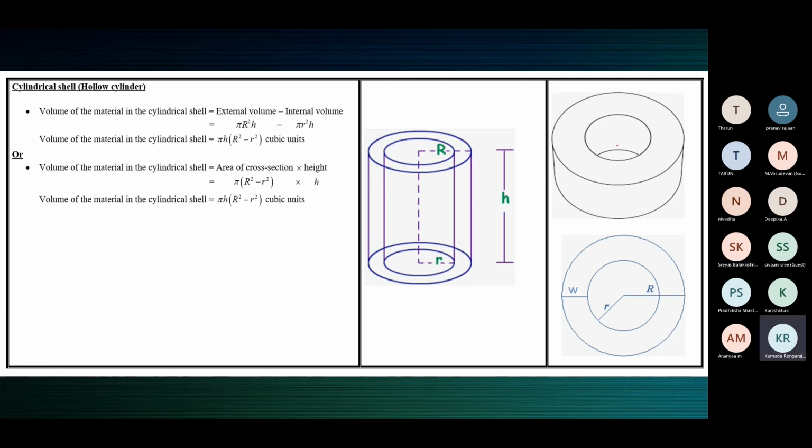Or to the inner radius, if you add W, what will you get? To the inner radius, you are adding the width. What does that give you? Ma'am, capital R. So r plus W is equal to capital R.